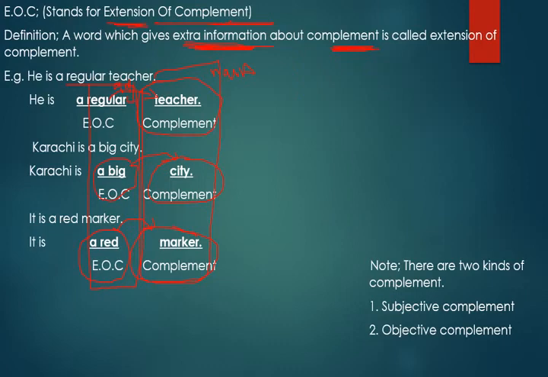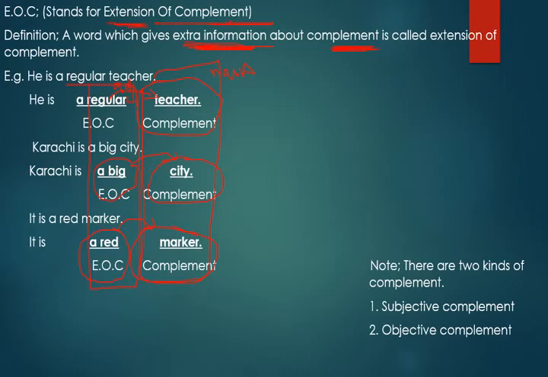And it is a marker, but which sort of marker? It is a red marker. Red is giving extra information about your complement marker. So that's why red is called extension of complement. Now see, your complement will always be a noun. Your extension of complement will always be an adjective. Hope you got the lecture.